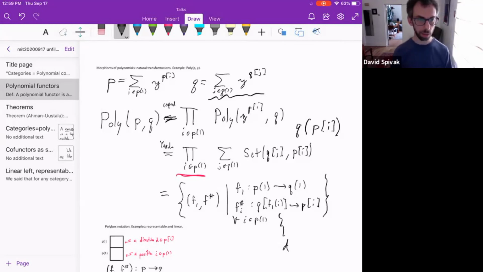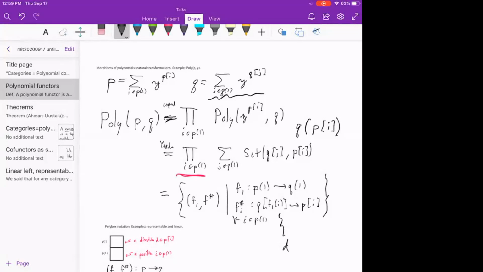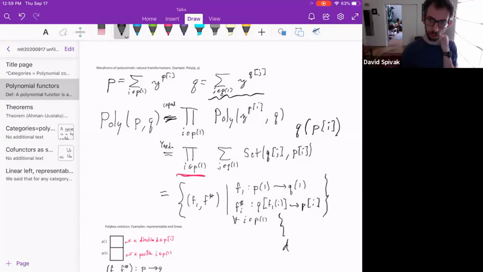Mm-hmm. And that, I guess, makes it more compelling to think about it as that forward on the indexing set of the coproduct, and then backwards on the representables. Yeah, it's really interesting that a Yoneda argument can flip directions around like that. You don't see it happen very often, or you don't see that utilized very often.